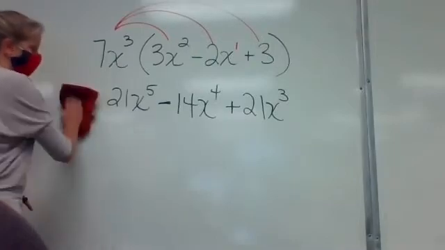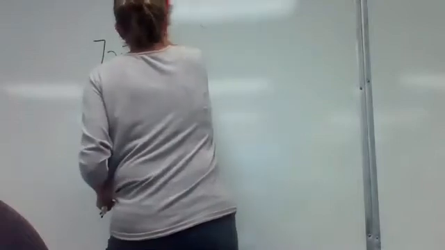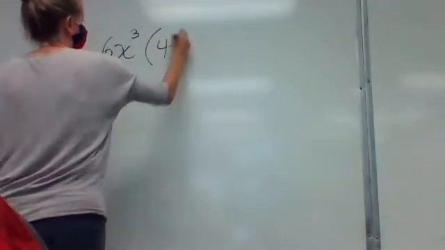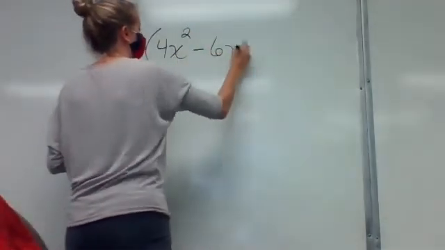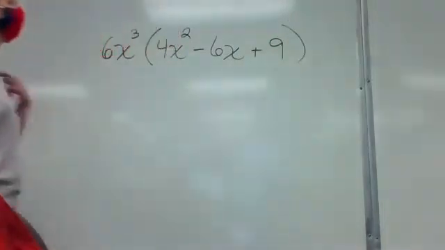Can you do another? Yeah. Can I do one off my homework? Yeah. Okay. Tell me what your number 5 is. Number 6. Okay. It is 6x to the 3rd power, parentheses 4x squared minus 6x plus 9. Or you could change that number if you want. So that's fine. Okay.